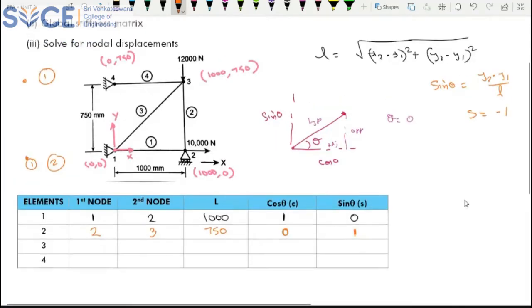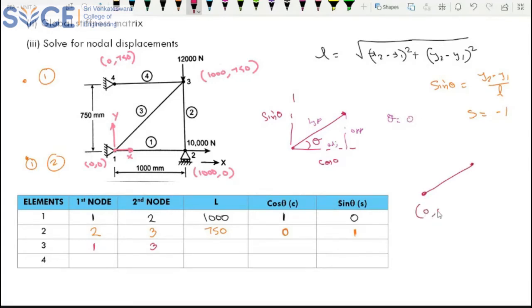So next, let me consider your element 3. Element 3 is this. My left-side node is 1 and my right-side node is 3, so I'll consider 1 and 3. Here, I can't identify my L directly because it is inclined. So what I have to do is use the Pythagoras theorem or the formula, whatever is given here. So let us apply the formula. This is my element, so element 3 is like this.